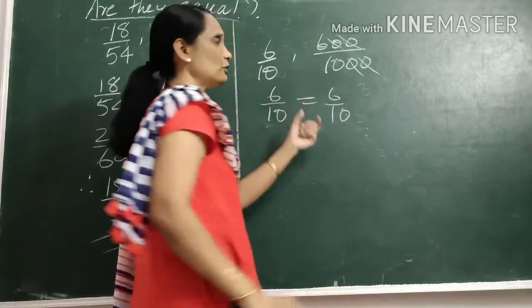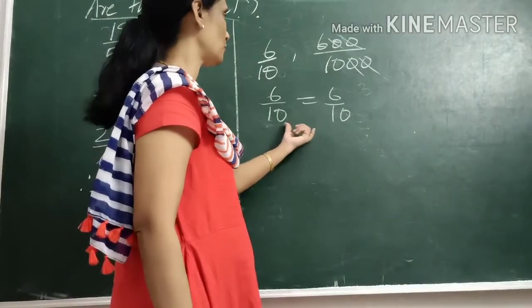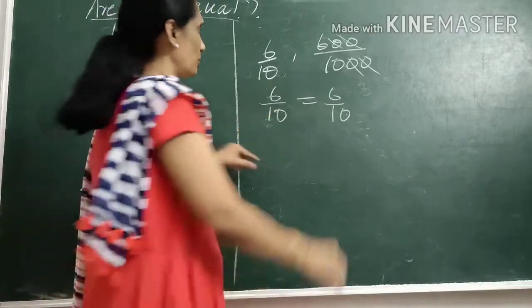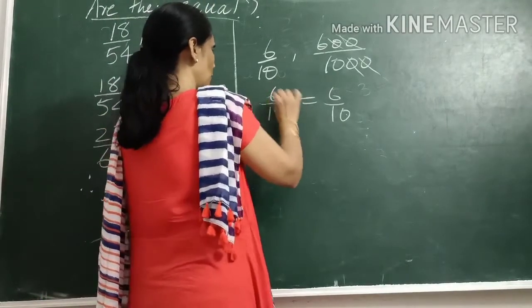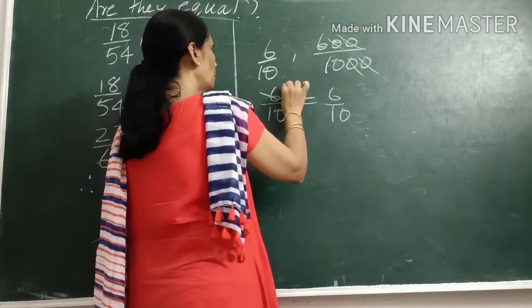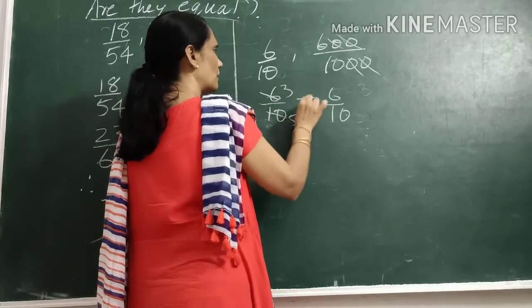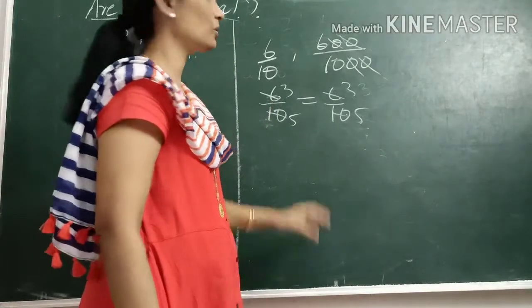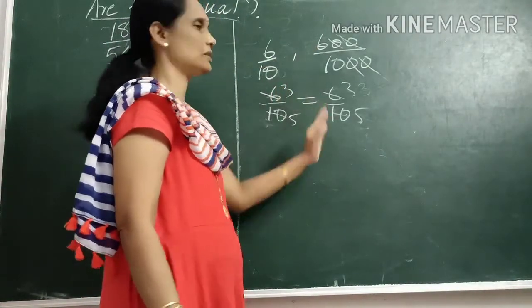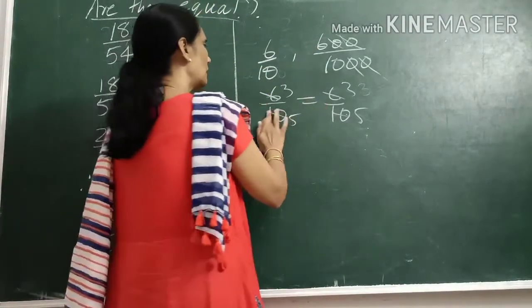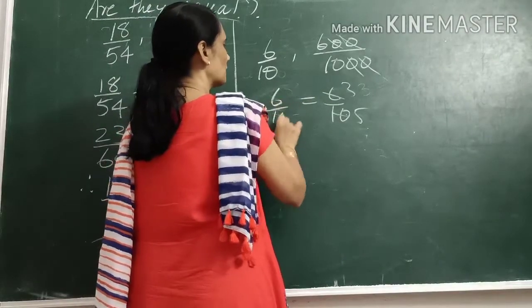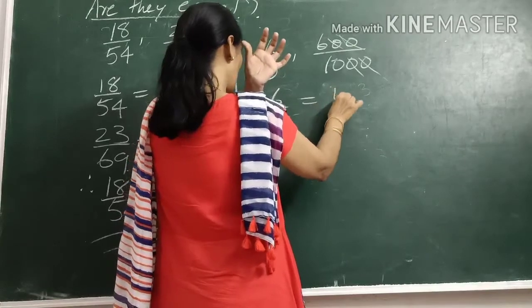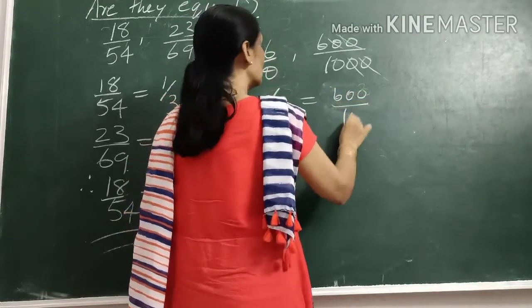If you get like this, no need to change it into the lowest fraction also. Actually, we can change it again into the lowest fraction by dividing by 2, but no need of writing like that because we already got the same terms. When we get the same terms, directly you can write 6 by 10 equal to 6 by 10. So, 6 by 10 is equal to 600 by 1000.